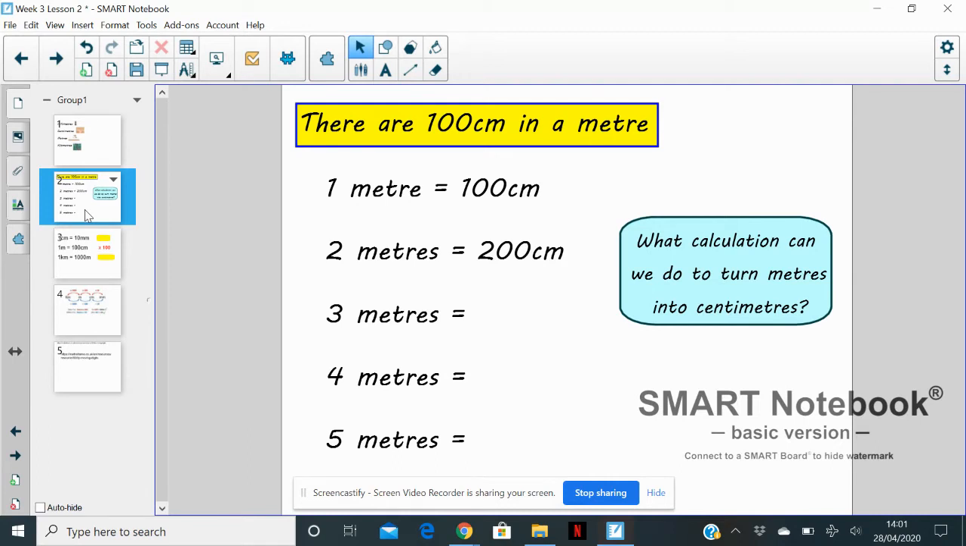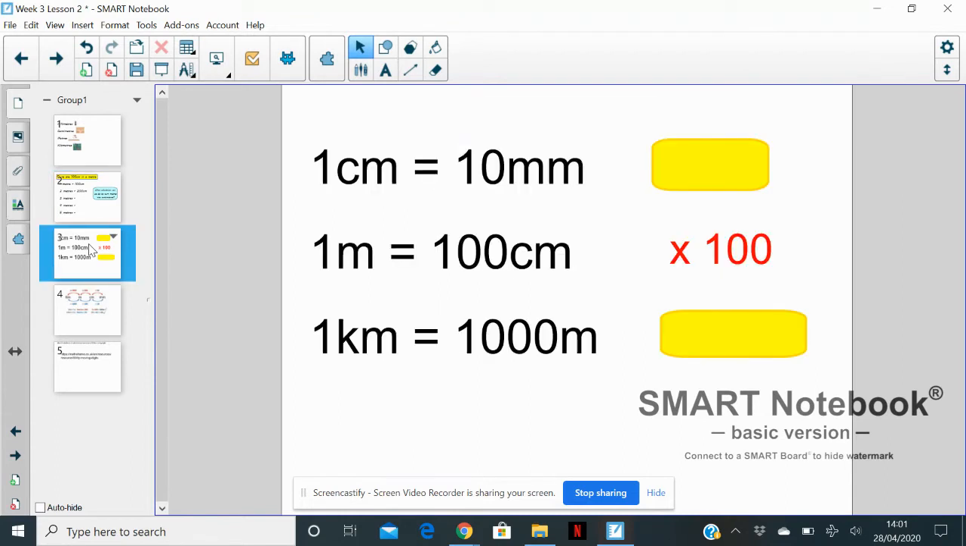Let's have a look at a few other conversions we could do. So metres into centimetres, we can see we multiply by 100. Let's have a think about smaller units of measurement. Let's think about our 1 centimetre. Now we know that there are 10 millimetres in 1 centimetre. So what do you think I would have to do to convert a measurement in centimetres into millimetres?